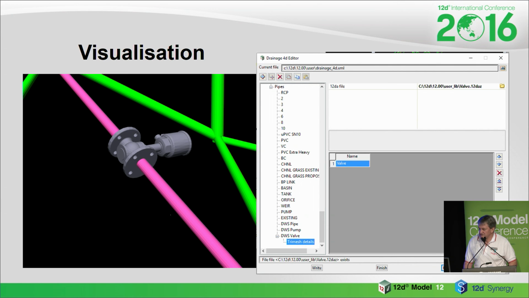There's also some visualisation in it. With the new drainage network editor, if you assign a tri-mesh to one of the elements of the network, it'll show you that in your system. So you could have a link that's got a reducer in it. You could have a hydrant point chain. You could have a valve in this case, or a pump or whatever. So you can visually see your network.